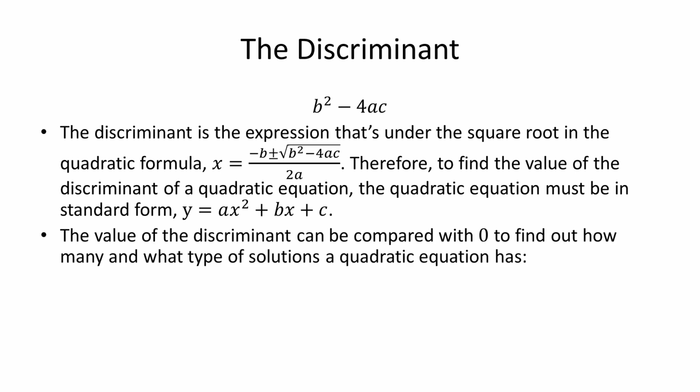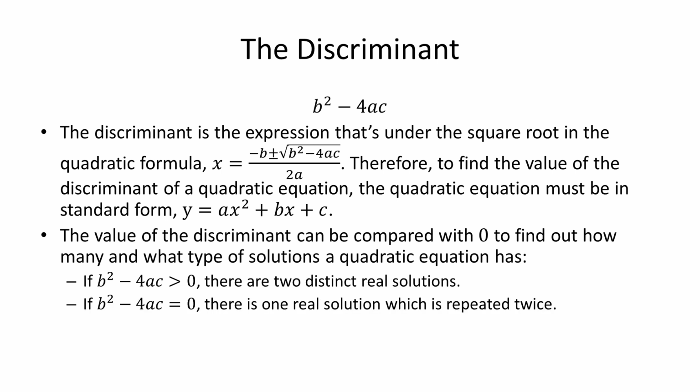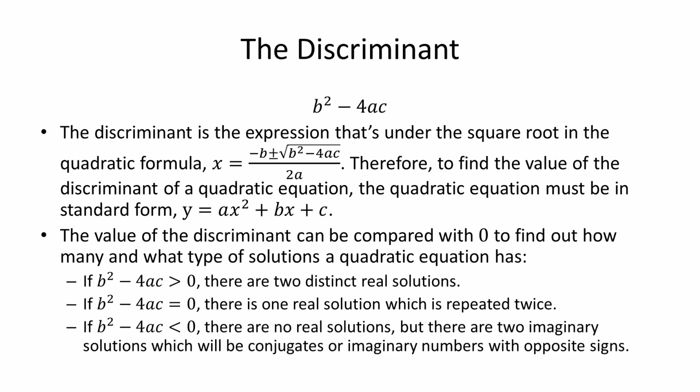The value of the discriminant can be compared with 0 to find out how many and what type of solutions a quadratic equation has. So if the discriminant is greater than 0, the quadratic equation has two distinct real solutions. If the discriminant is equal to 0, the quadratic equation has one real solution which is repeated twice. If the discriminant is less than 0, there are no real solutions, but there are two imaginary solutions which will be conjugates, or imaginary numbers with opposite signs.